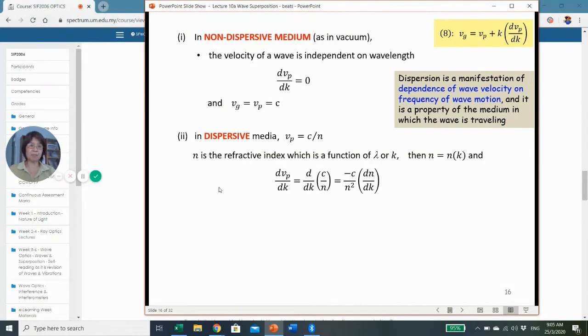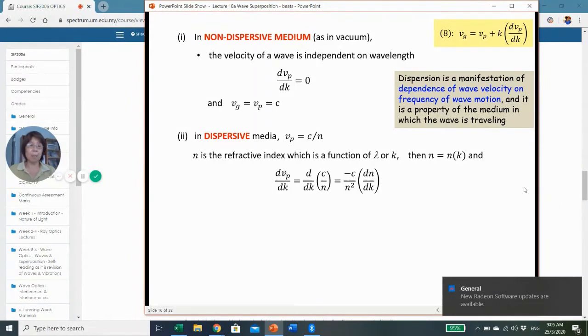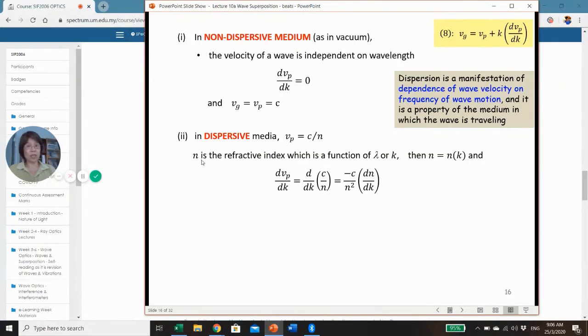In a dispersive medium, Vp can be written as C over N. That's the relation for the refractive index. N, as you know, is dependent on lambda or k. So then we have N, which is dependent on k, is here. For dVp dk, we substitute Vp as C over N. The variable is N here. Differentiating with respect to N, we will have negative C over N squared dN. So then we have this expression.